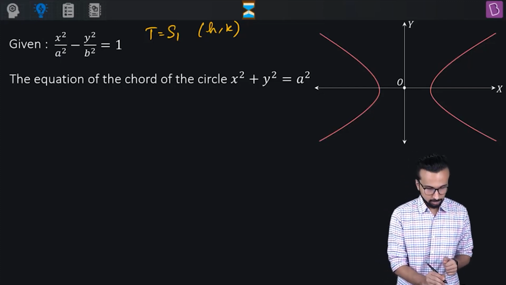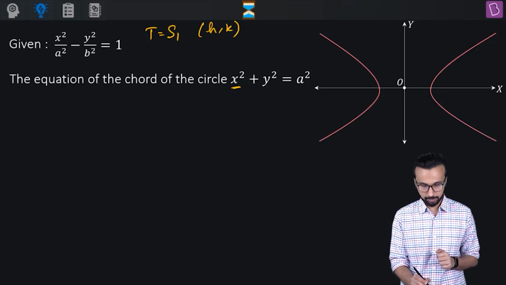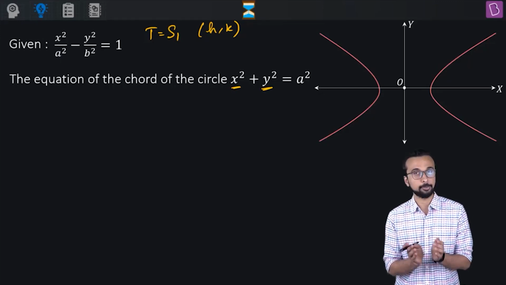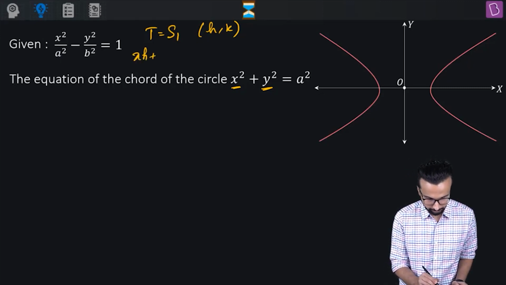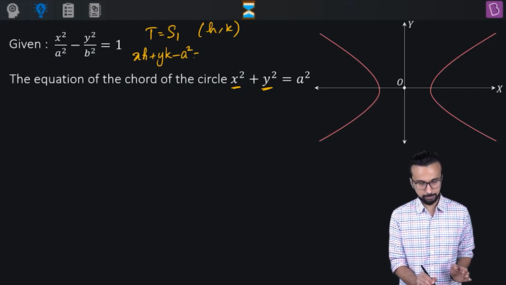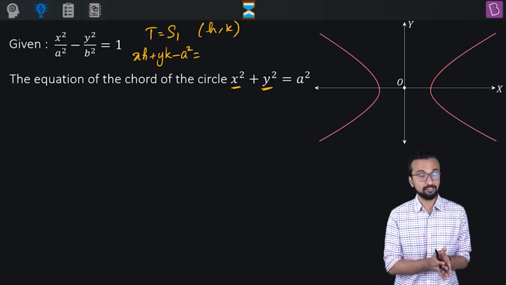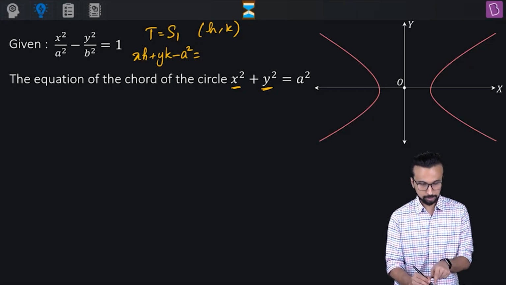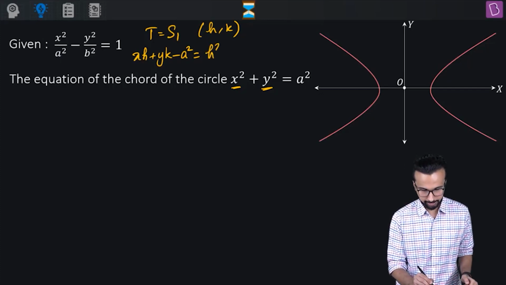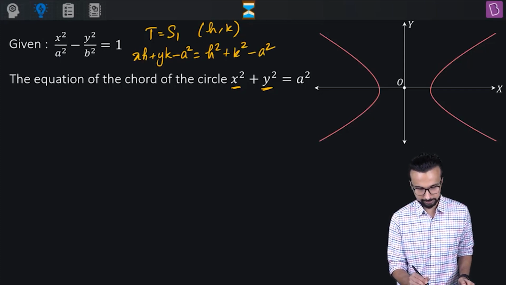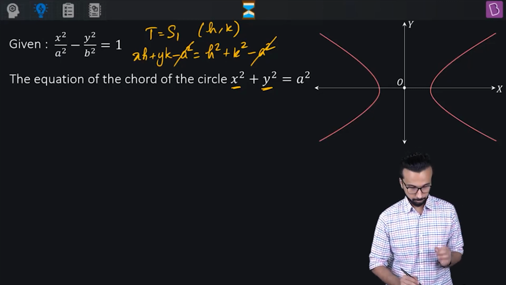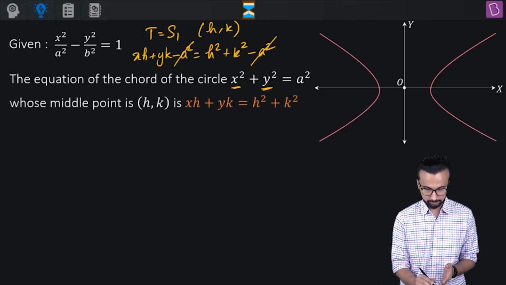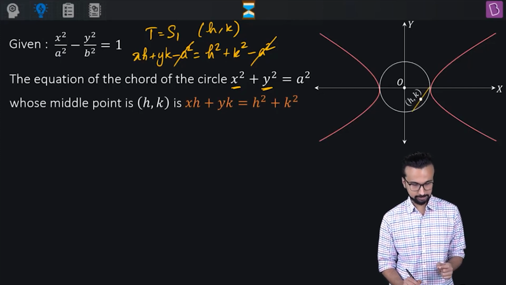How do you find T here? To find T, I replace x² with xh and y² with yy1, or in other words yk. So this becomes xh + yk − a² = 0, which is T = 0. Now we have T = S1. S1 comes out to be, substitute the point directly into the equation of the circle, h² + k² − a². How convenient it is to cancel out the minus a². What do I get here? I get the equation of the chord to be xh + yk = h² + k².